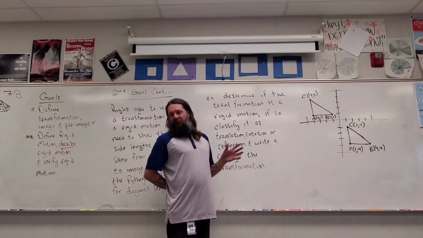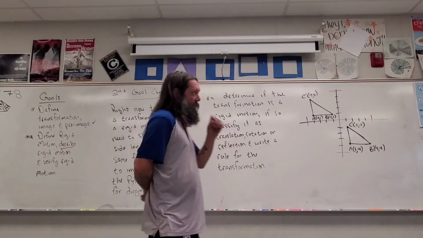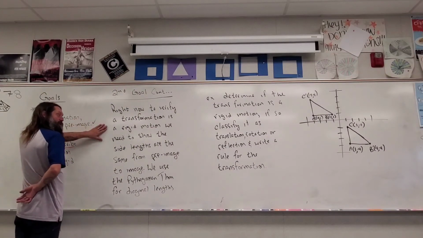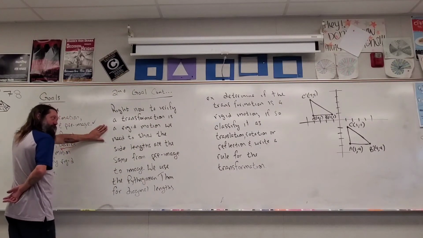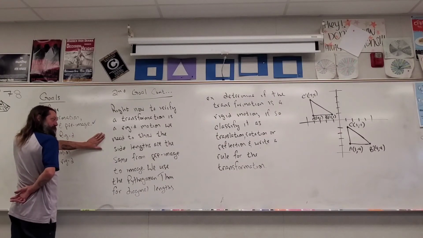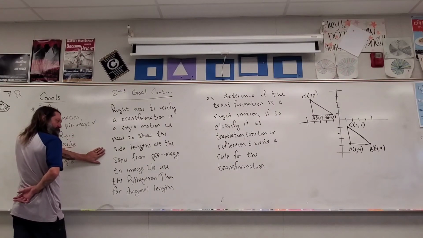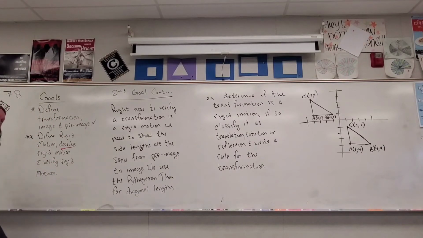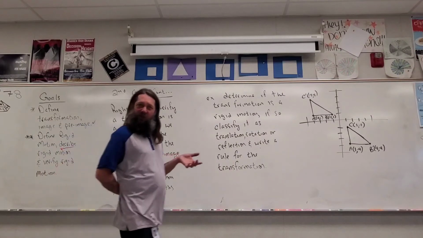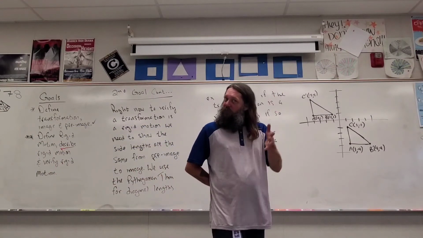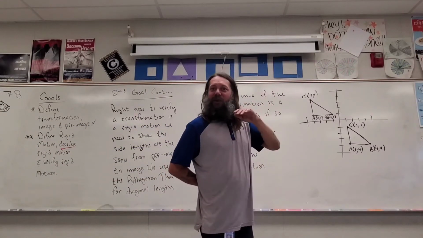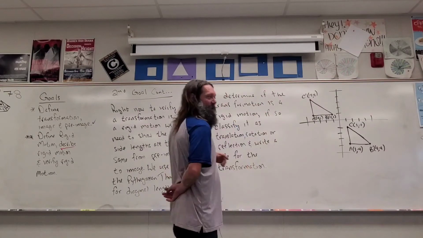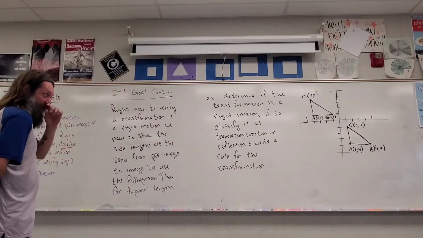I'm back for the last time for this video, I promise. Alright, so let's go ahead and look at this. So our second goal continued. To verify a transformation is a rigid motion, we need to show that the side lengths are the same from the pre-image to the image. We use the Pythagorean theorem for diagonal lengths. We don't need to use the Pythagorean theorem for horizontal lengths or vertical lengths, because we can count those. So we only need the Pythagorean theorem for diagonal lengths.